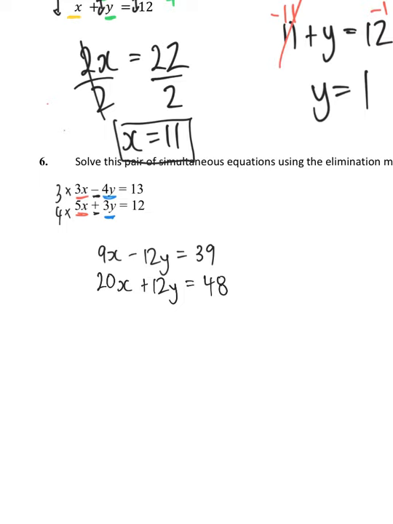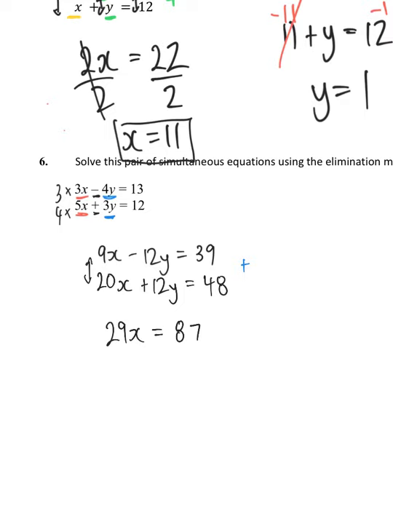As I said, we want to eliminate those y's. We've got a negative and a positive, so we're going to add them together. When you're working with these equations now, guys, you work vertically. You can put that arrow if you want. Now we're going to do 9x plus our 20x, which makes 29x. Our y's cancel out. 39 plus 48 you can do on your calculator if you want. I think it's 87.